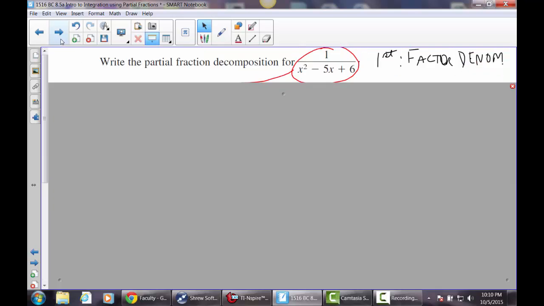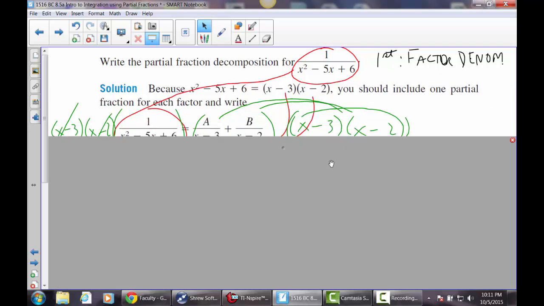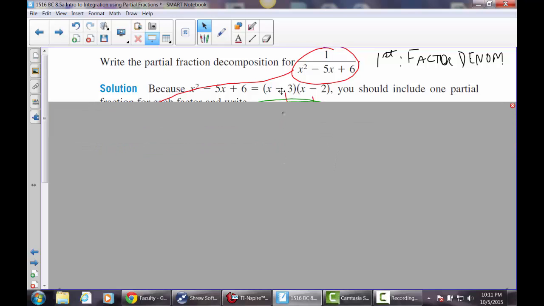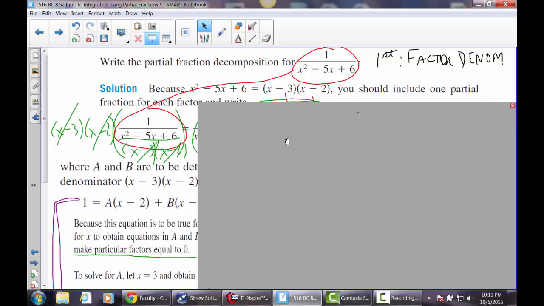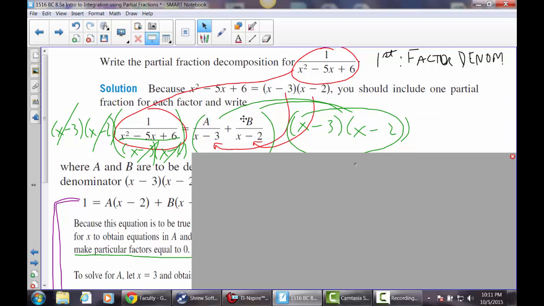Okay, so here's an example. Write the partial fraction decomposition for 1 over x squared minus 5x plus 6. The first thing you're going to do is factor the denominator. When you factor the denominator, you get (x minus 3) times (x minus 2). So I've got this fraction, 1 over x squared minus 5x plus 6. I know it's equal to the sum of two fractions, one with the denominator of x minus 3, the other with the denominator of x minus 2. I don't know what their numerators are. They are constants, because this numerator is a constant. But even if it wasn't, it won't matter. I'll just call them A and B.